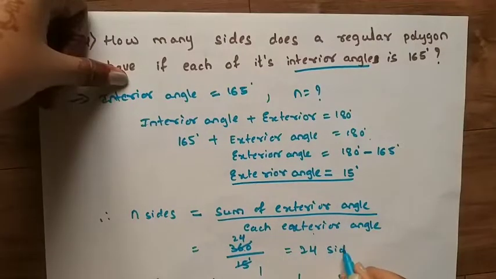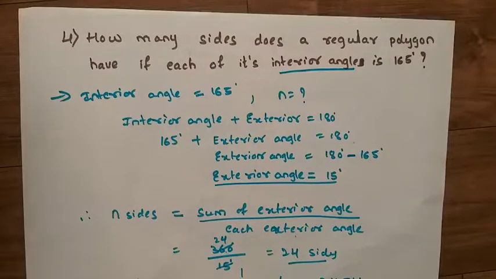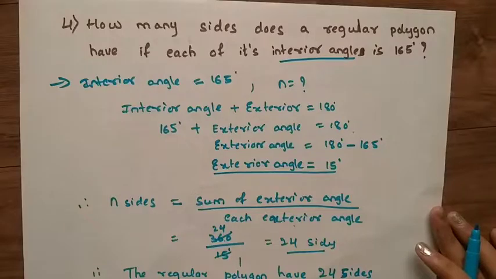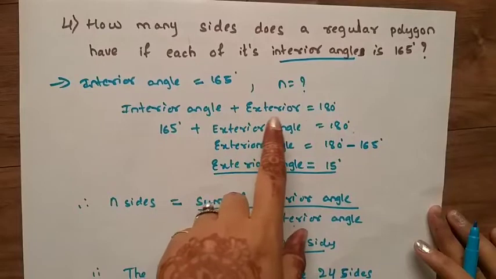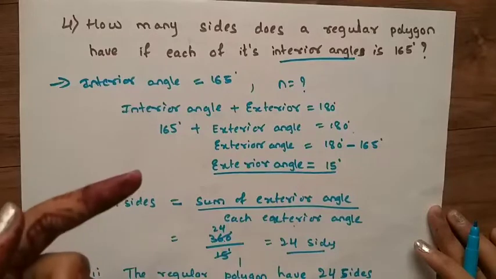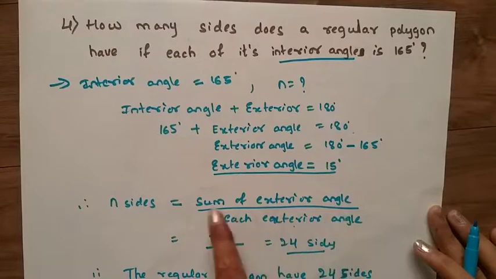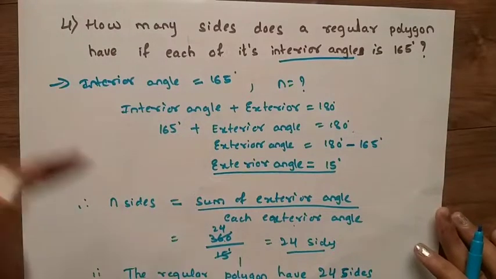So this is the solution. The regular polygon has 24 sides. Here I am applying two formulas. The first is to calculate the exterior angle: exterior angle plus interior angle is equal to 180 degrees. This is the first formula. The second formula is for calculating the number of sides: n sides is equal to the sum of exterior angles divided by each exterior angle. This is the second formula. So the answer is 24 sides. This is the solution of the fourth question.